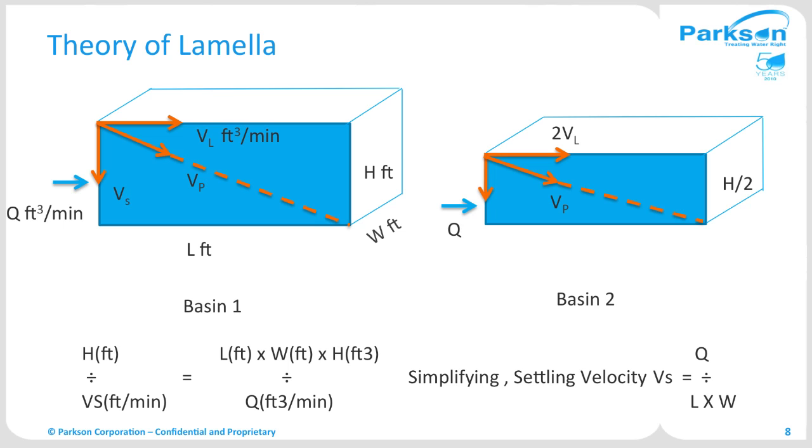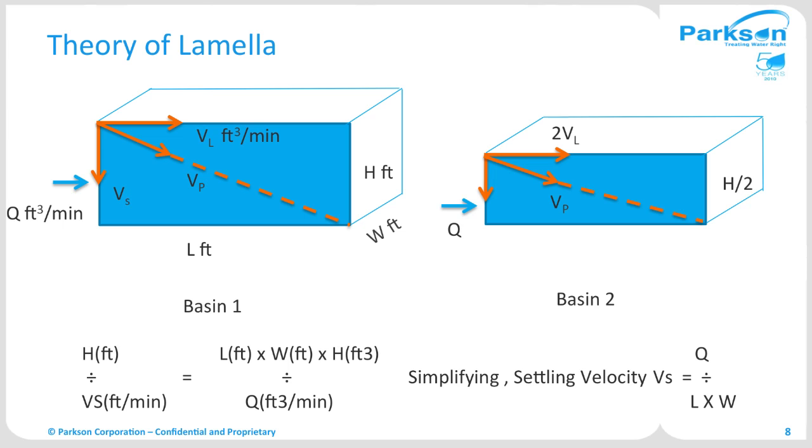This can be shown by the formula. H by Vs equal to volume by Q. Volume is length times width times height. And simplifying this, settling velocity equals Q by L times W, which is also Q by area, since L times W is area. This Q by area is also called overflow rate or surface loading rate.